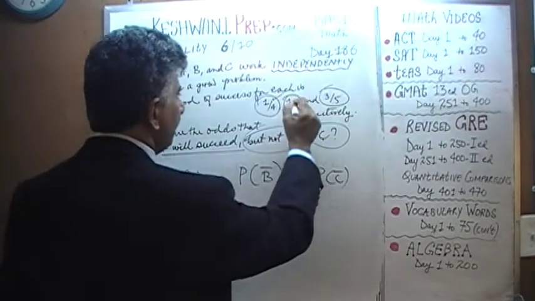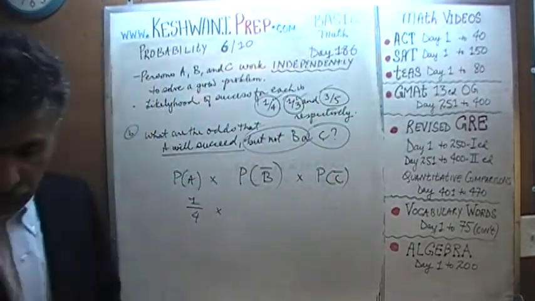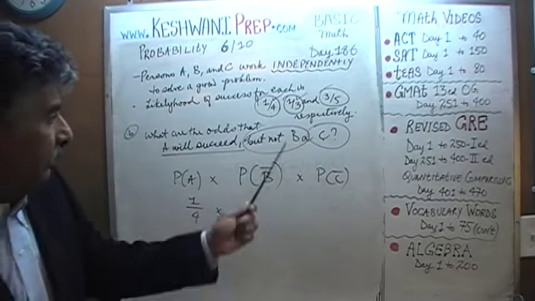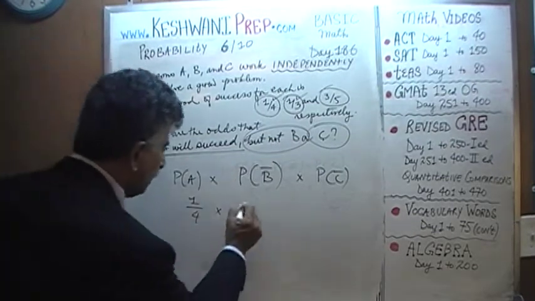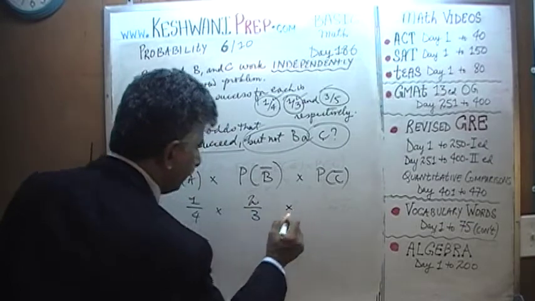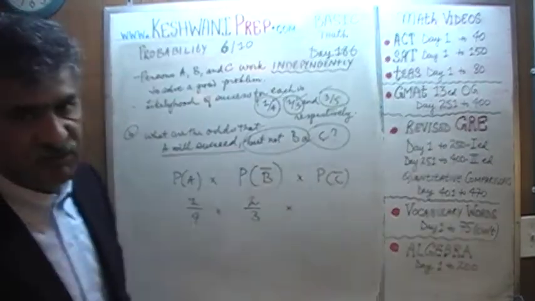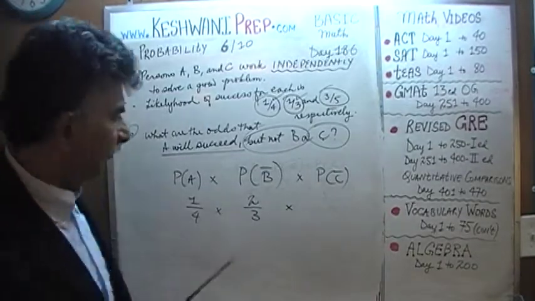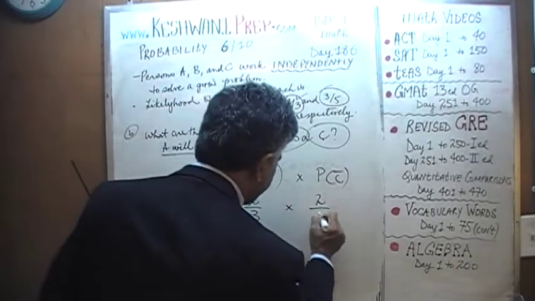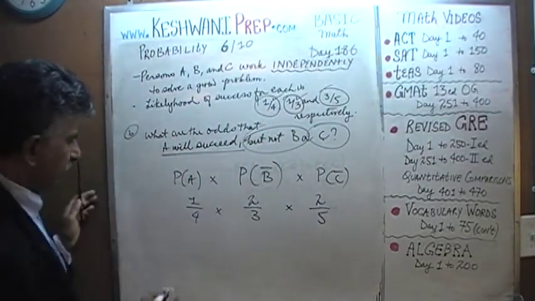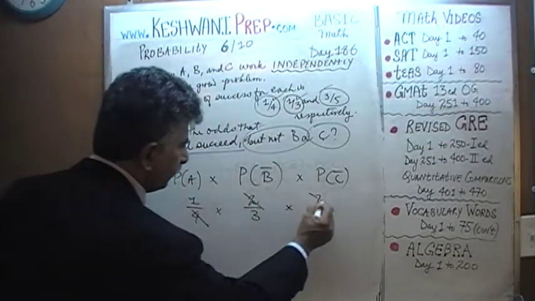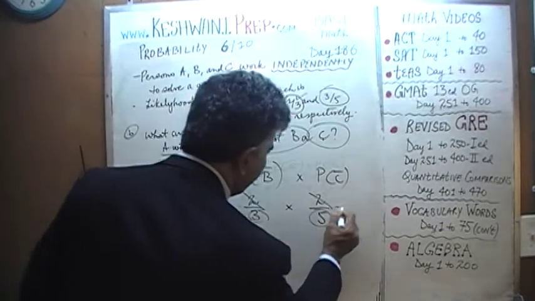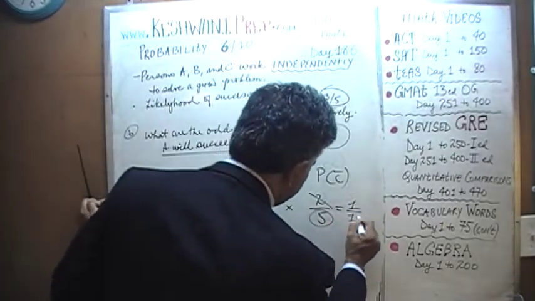The odds that B will succeed is 1/3. Therefore, the odds that B will fail is 2/3. The odds that C will succeed is 3/5. Therefore, the odds that C will fail is 2/5. Again, we simplify. We have 4 here. We have a 2 and a 2 that's gone. So it's 3 times 5. There is a 1 out of 15 chance.